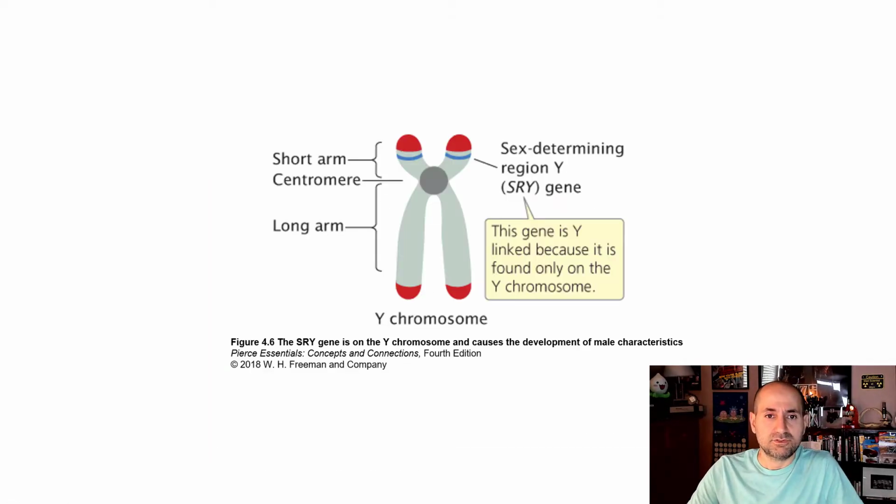And again, I was telling you about this SRY gene. You can see it here on the Y chromosome. It lives on the short arm of the Y chromosome. This gene is Y-linked because it is found only on the Y chromosome. And it directs maleness.